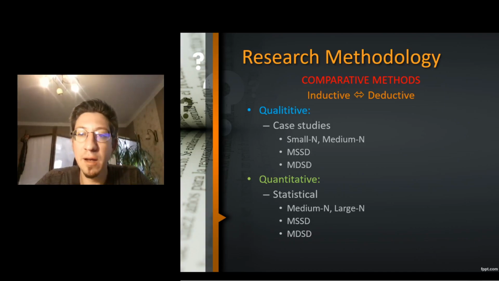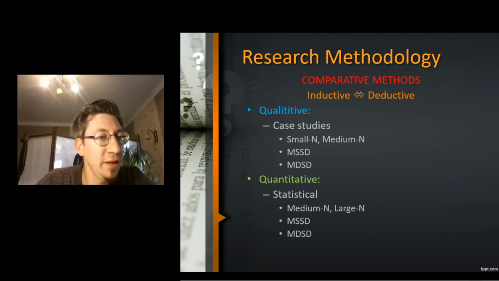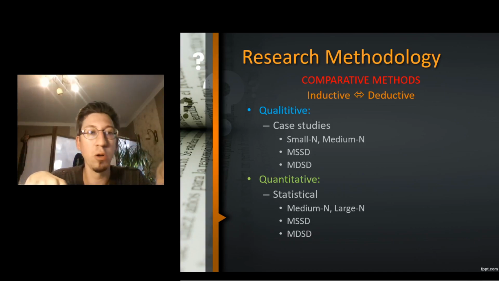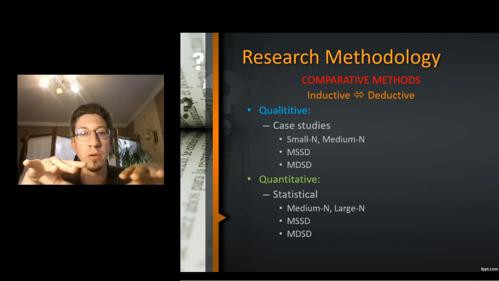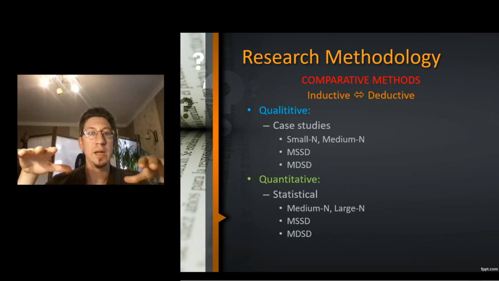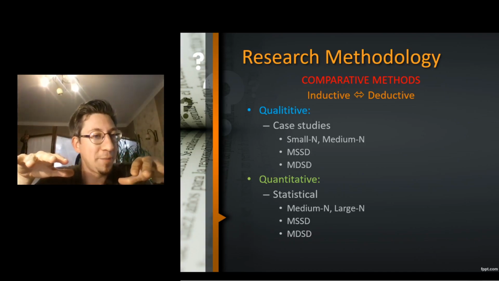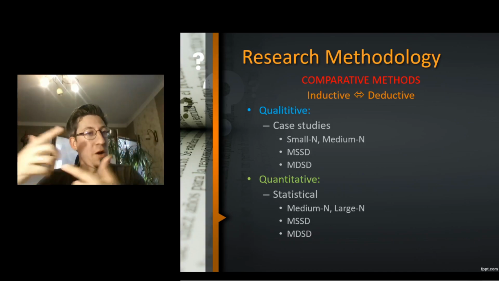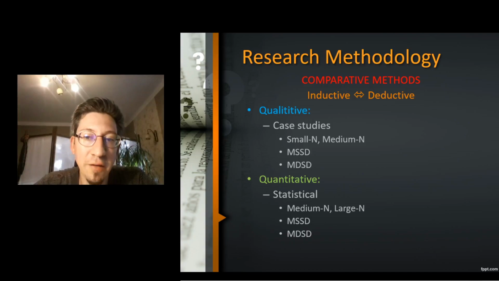Then we have the MSD and the MDSD. So this means most similar system design, in which you select your cases, both small or medium n, and you try to find cases which are almost similar in outcome, right? So you want to find out, they all have the same outcome, and you want to check how does that work.